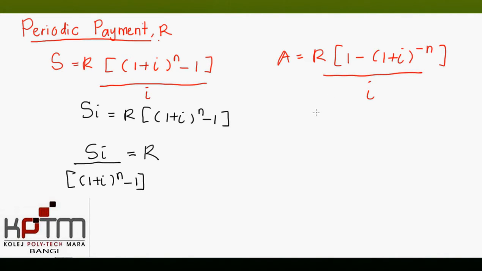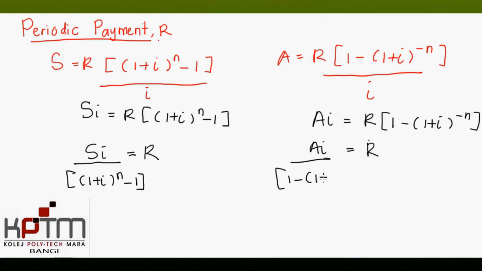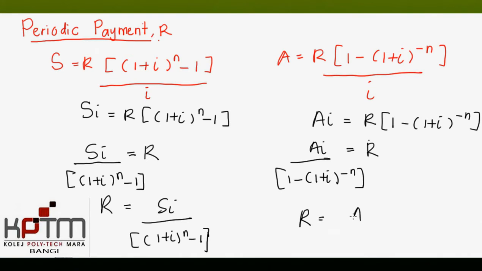As we did just now, we transfer i to the left. It becomes Ai equals R[1 − (1 + i)^(−n)], and we leave R on the right side. It becomes Ai over [1 − (1 + i)^(−n)]. So R equals Si over [(1 + i)^n − 1], and also R equals Ai over [1 − (1 + i)^(−n)].